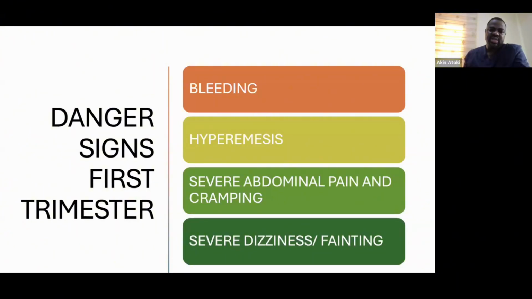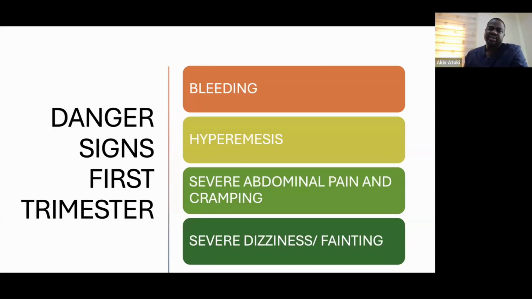Dizziness in early pregnancy, severe dizziness, fainting attack. In fact, any woman that is pregnant and faints for any reason, we have to rule out an ectopic pregnancy first. It is possible that the woman might be bleeding internally. There's some hidden bleeding, some internal bleeding that may occur in the first trimester. There's no revealed bleeding. The person is just bleeding internally, and before you know it, there's dizziness, and the person may faint. So if that happens to anybody in the first trimester, it should be properly evaluated to be sure what is going on in the pregnancy.